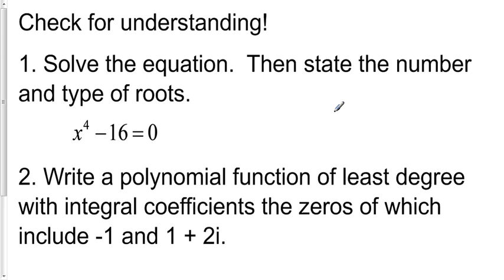All right, now here's a couple for you to try on your own. Number 1, I want you to solve the equation. You can factor it. You've got a difference of 2 squares here, and then state the number and types of roots. Number 2, follow the last example I just did. Write a polynomial function that has zeros negative 1 and 1 plus 2i.